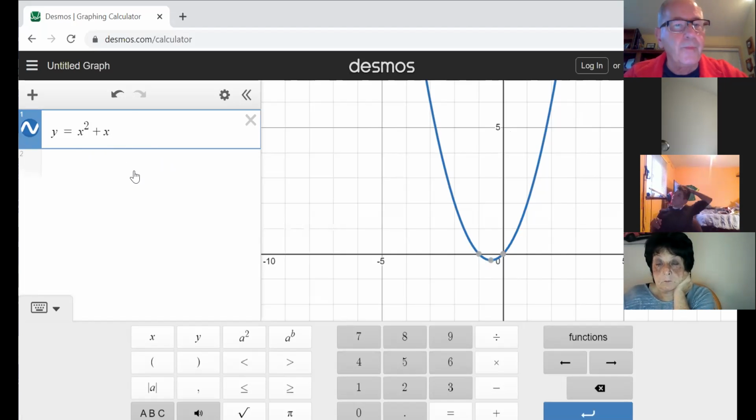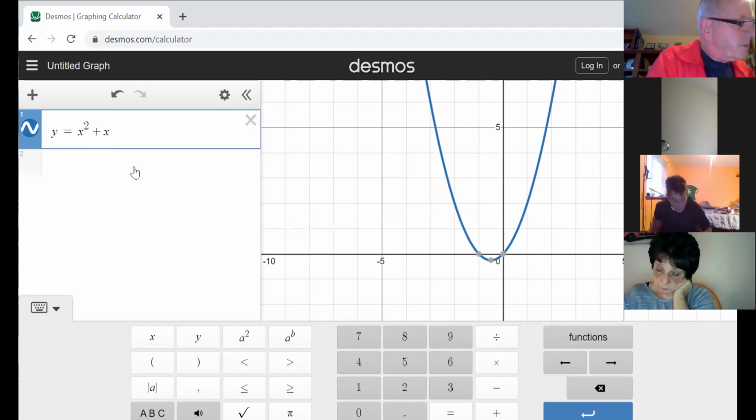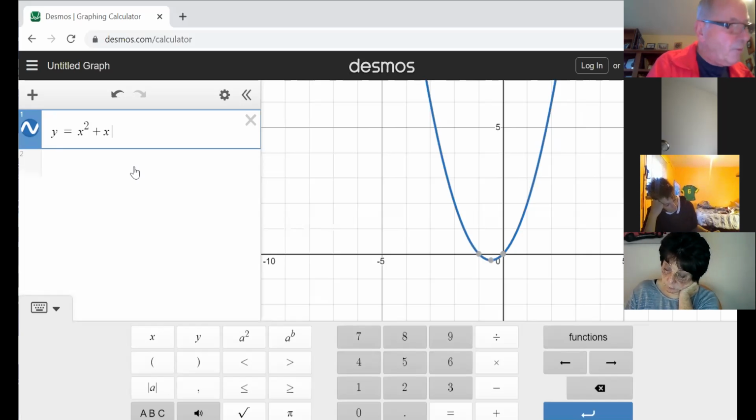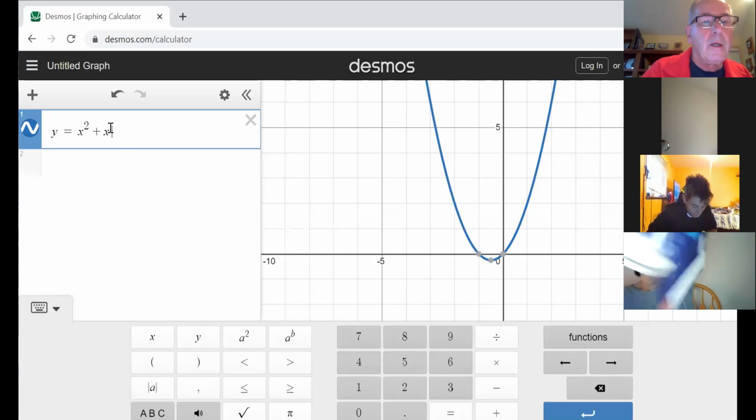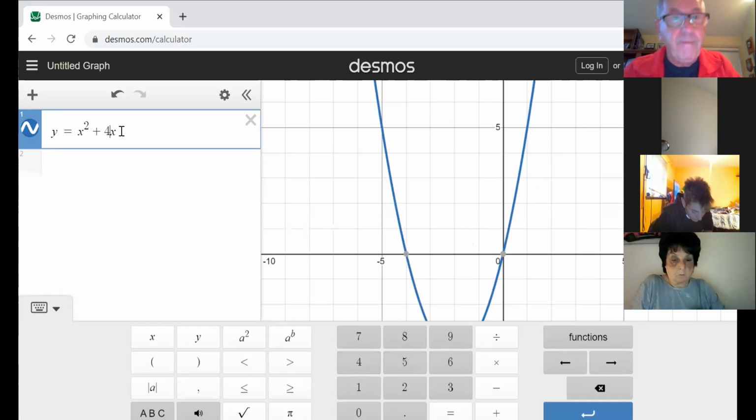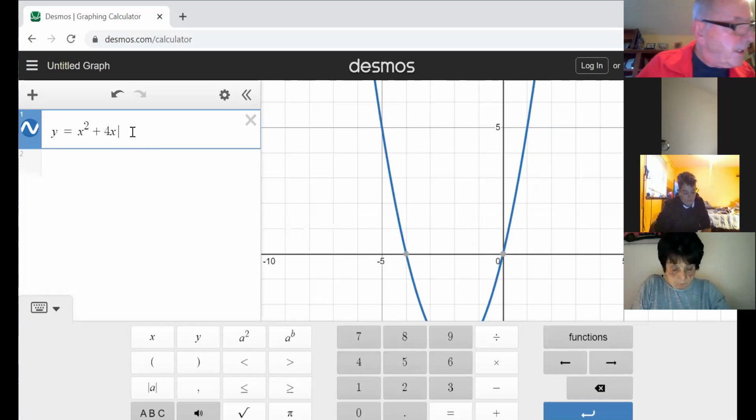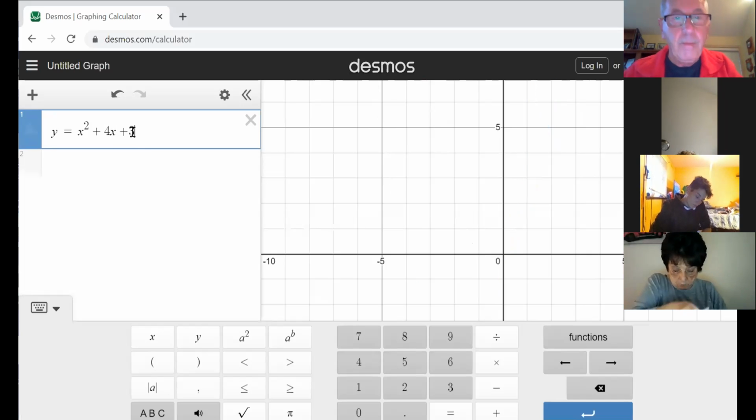Let's take one that's in the book. Look on page 361. I'm going to take that first one, 16, factor each expression, and make that x squared plus 4x plus 3.